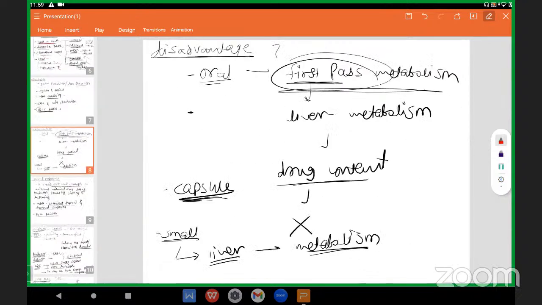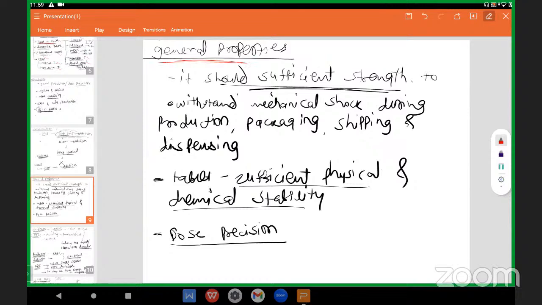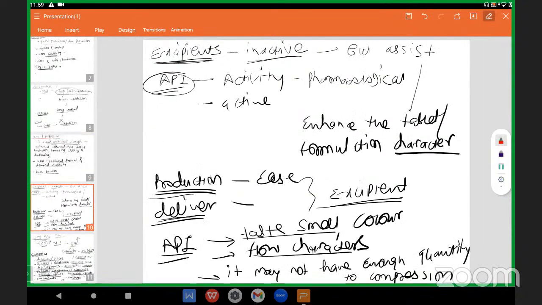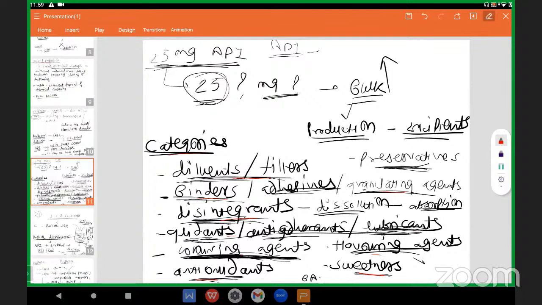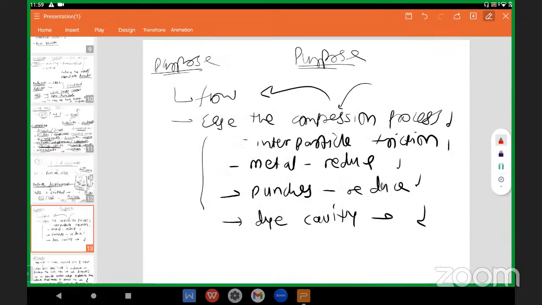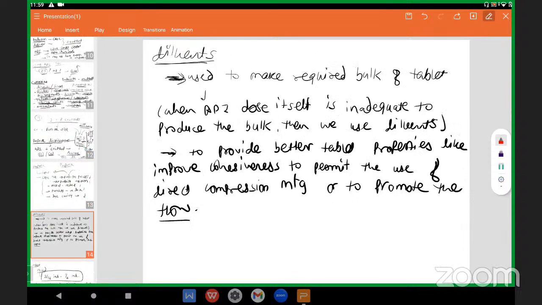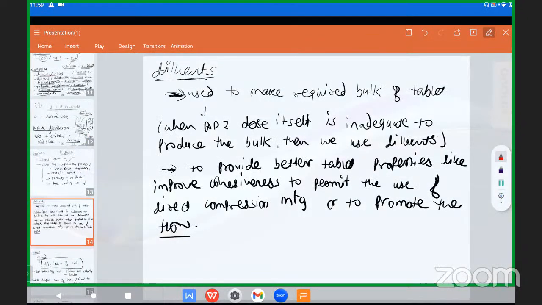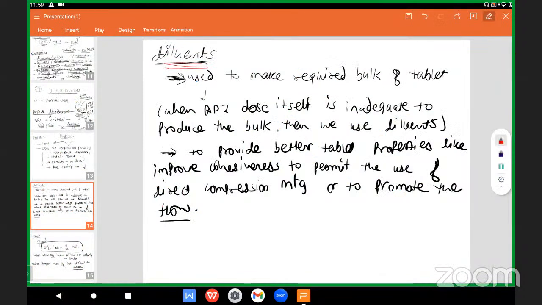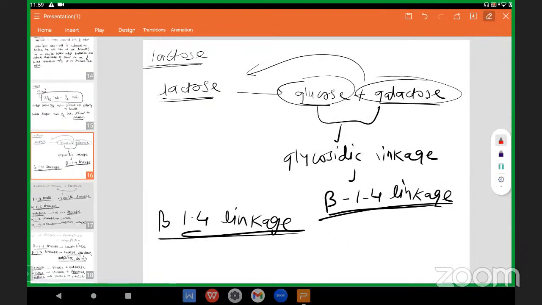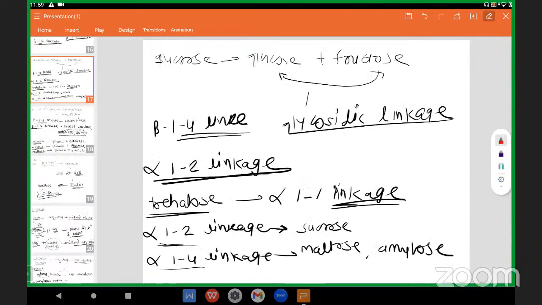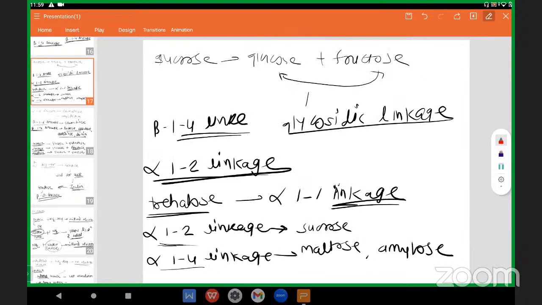Then we have seen what the ideal or general properties of a tablet should be. Then we have seen the different categories of excipients, which excipients we are using, what the categories are, and what the purpose of every excipient that we use in the formulation is. Then we started a discussion on the first one, your diluents. What is the purpose of the diluent? What is the role and responsibility of the diluent? And in that, we covered diluents like lactose, different types of linkages showing the different biomolecules or sugars.